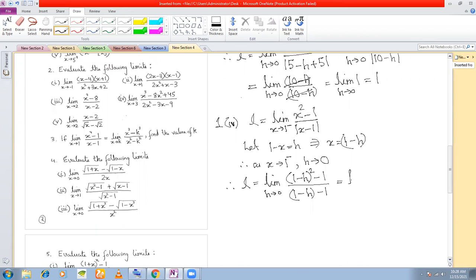Which is equal to limit h tends to 0. Expand this: 1 plus h square minus 2h minus 1 divided by 1 minus h minus 1. From here 1 and 1 cancel, and from here 1 and 1 they cancel. So what are you getting here? Limit h tends to 0.